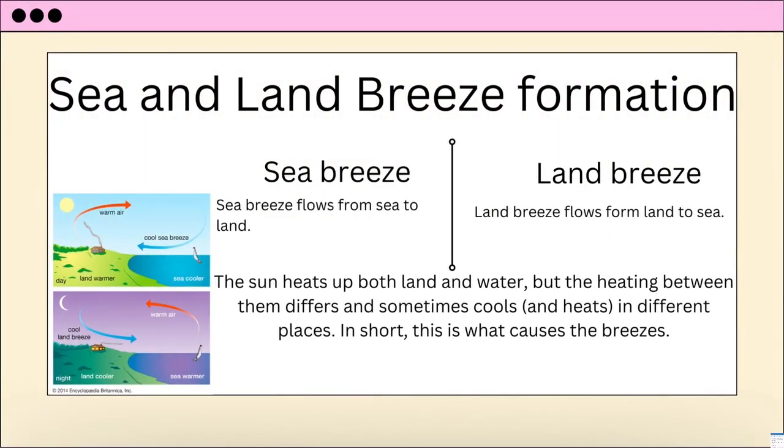Sea and land breeze formation. Sea breeze: sea breeze flows from sea to land. Land breeze: land breeze flows from land to sea. The sun heats up both land and water, but the heating between them differs, and they cool at different rates. In short, this is what causes the breezes.